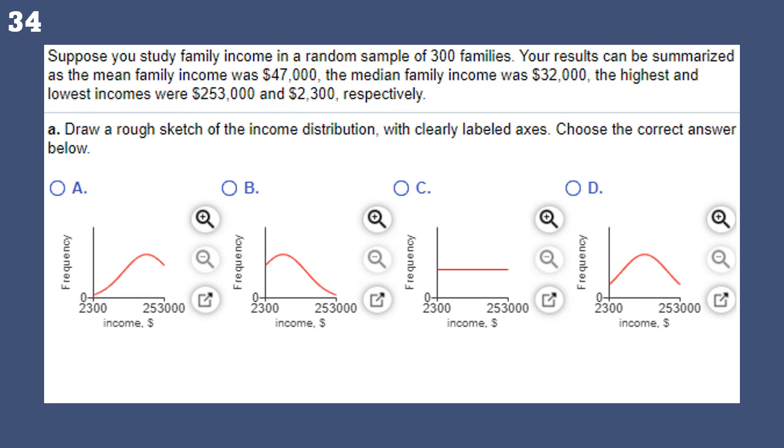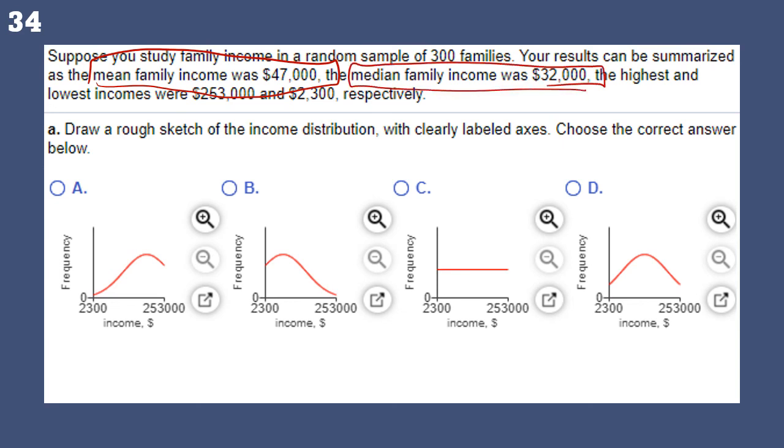Suppose you study family income in a random sample of 300 families. Your results can be summarized as the mean family income was $47,000. The median family income was $32,000. Notice that the mean and median are different, and the highest and lowest were $253 and $2,300. So we need to look at these, and they all have the highest and lowest, $253 and $2,300. They all start and end there. So that's not what this is about.